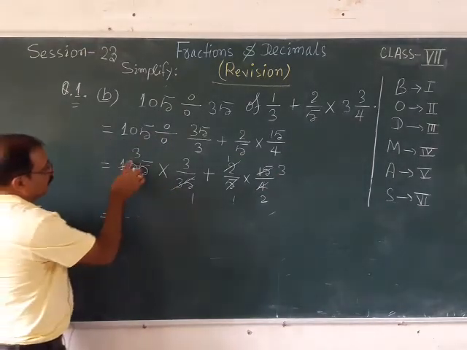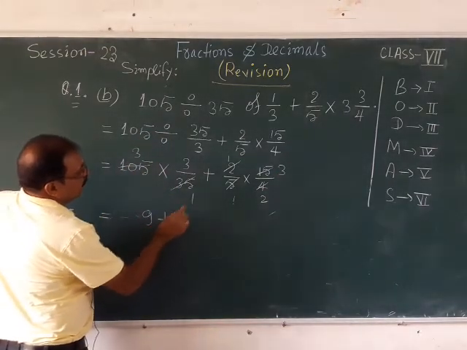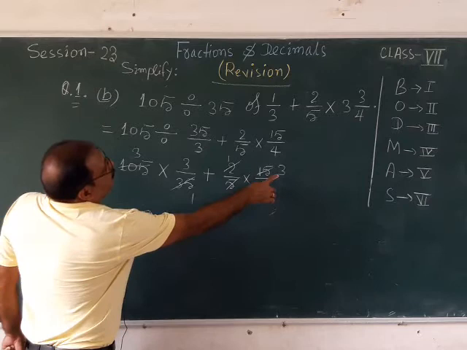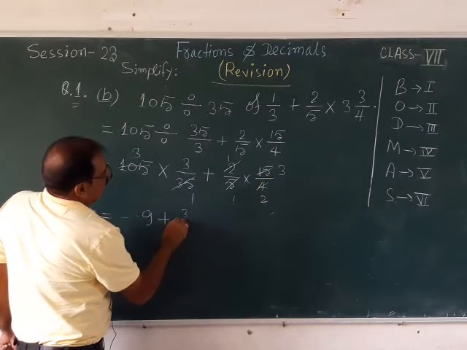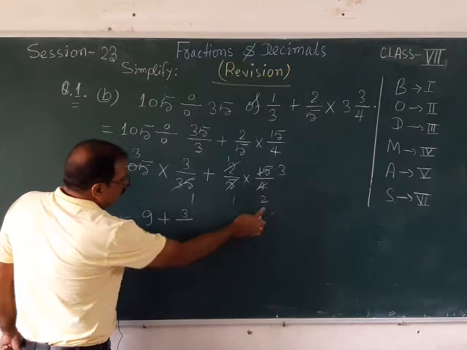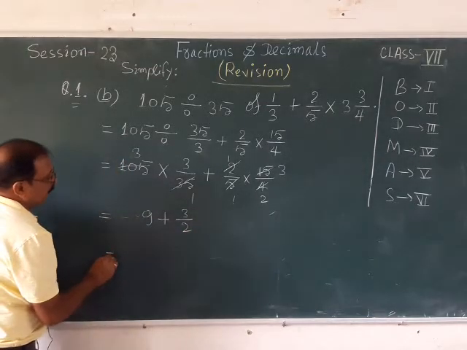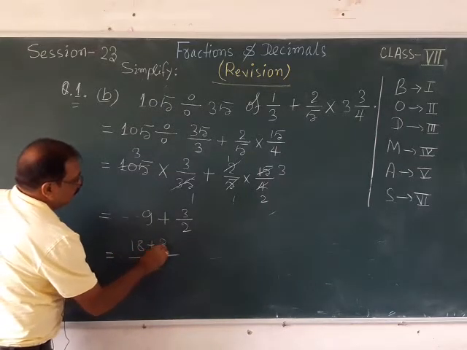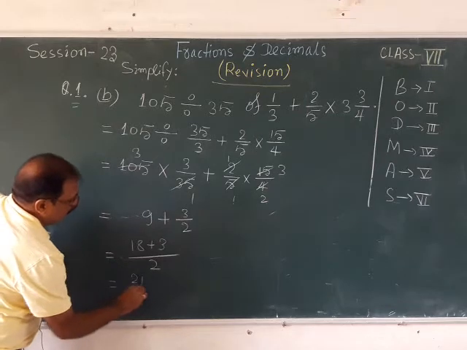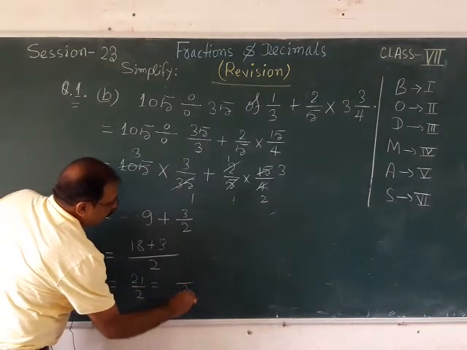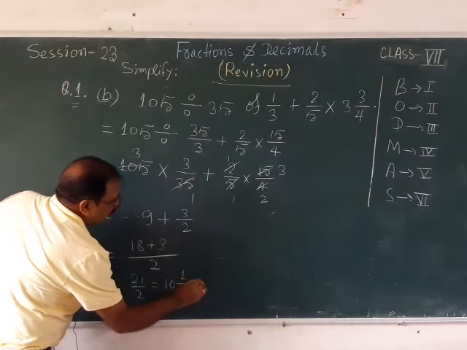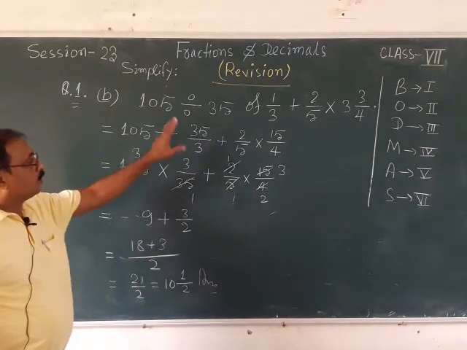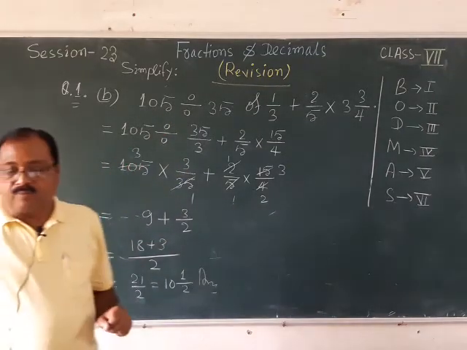Further you can see that 3 into 3 becomes 9, and plus here what you have, 3 into 3 is 9, and on this side only 3 you have at the numerator, and at the denominator you have 1 into 2, which means 2. Now you can add it. Here the LCM will be 2 itself, and here it will be 18 plus 3, that will be 21 upon 2. If you change it into a mixed fraction, it will be 10 whole and a half. So 21 upon 2 means 10 whole and a half. This is the answer. So like that you can simplify.